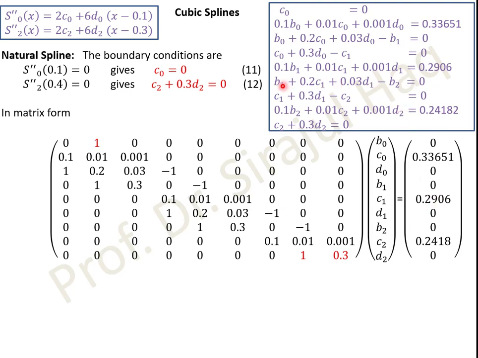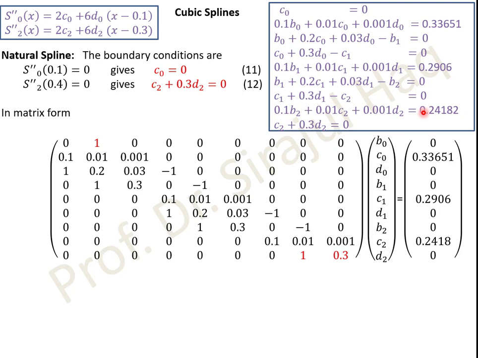Now let's come to the next one. You can see in this equation also the coefficients of B0, C0, D0 are 0. The coefficient of B1 is 1, the coefficient of C1 is 0.2, the coefficient of D1 is 0.03, and the coefficient of B2 is -1. The rest of the coefficients are 0, and the right hand side is equal to 0 also.